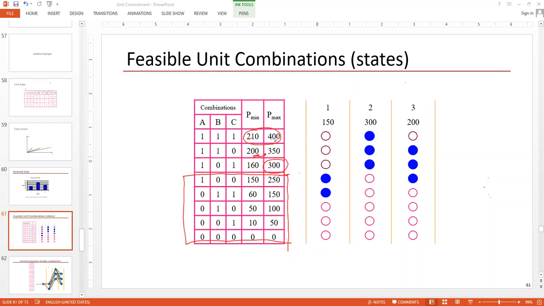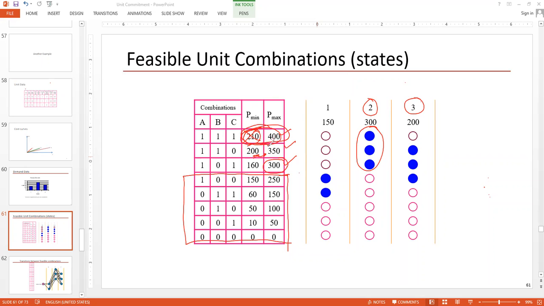So thus these three states are the feasible states at hour number 2. At hour number 3, the demand again falls from 300 to 200. Because it is 200, we shouldn't pick this, because the minimum is 210. That means we will be losing at least 10 units of power. So we don't want that.